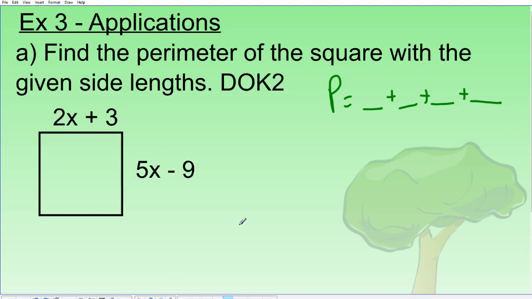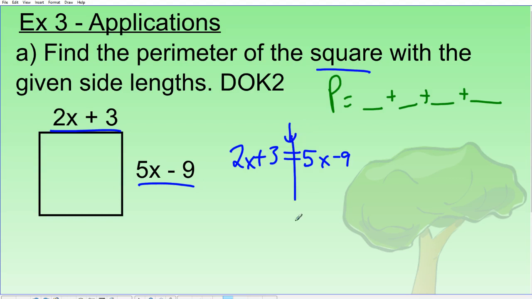So in order to figure this out, there's a little bit of background knowledge that you should have, that in a square, all the sides are the same length. So this side here is the same as this side here. Mathematically speaking, that first side is equal to the other side. And since they are equal to each other, we can set them equal to each other, and we can now solve this little equation to find the x. And so we're going to do that.